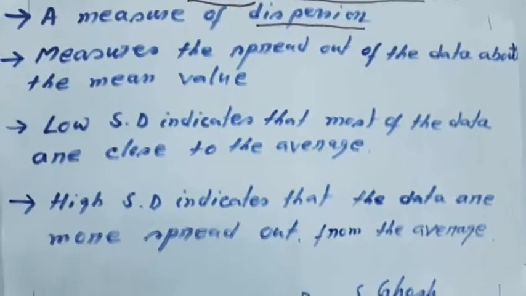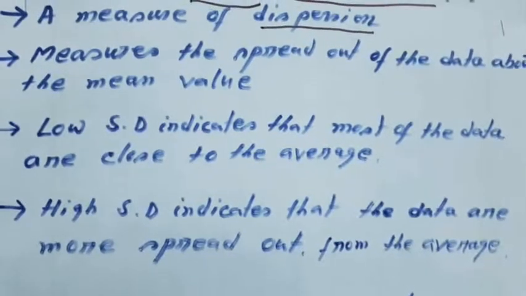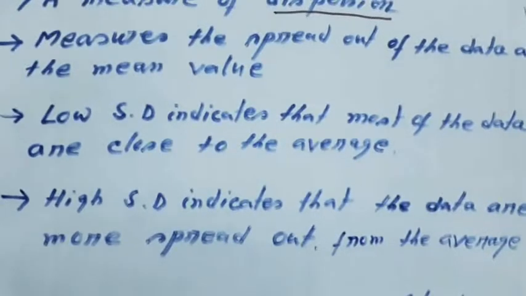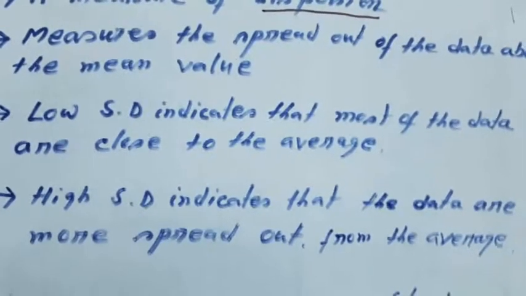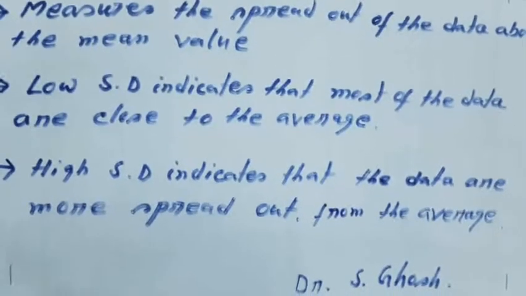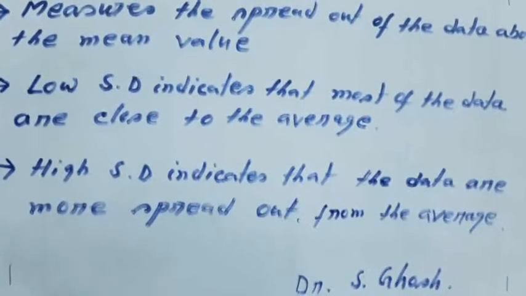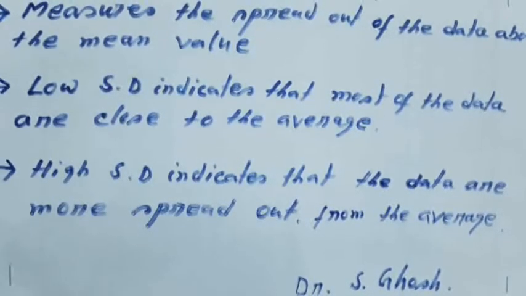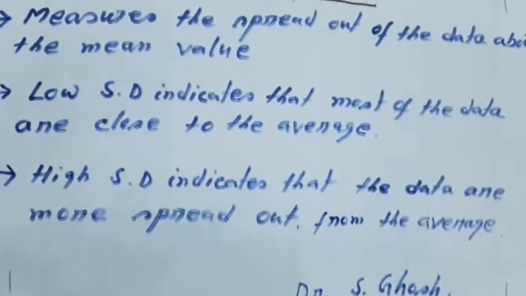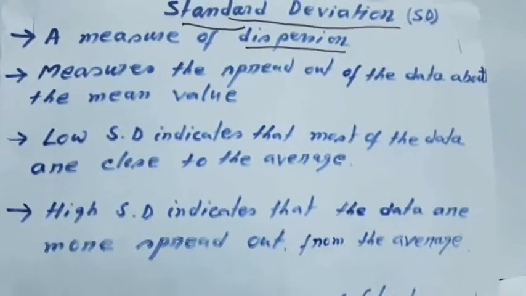And if the value of standard deviation is low, it indicates that most of the data are very close to the average value. But if we find the value of the standard deviation is high, it indicates that data are more spread out from the average value. This is the brief about the standard deviation.